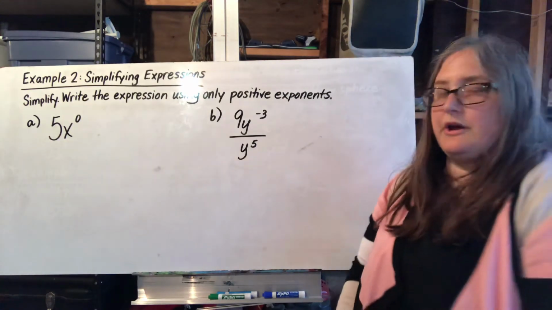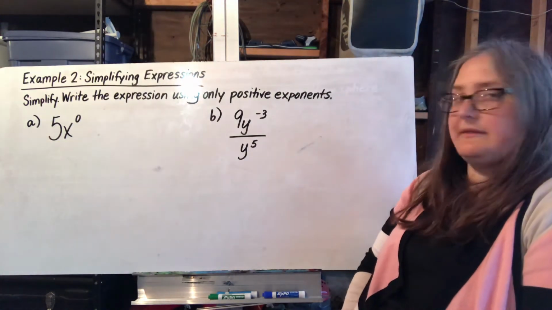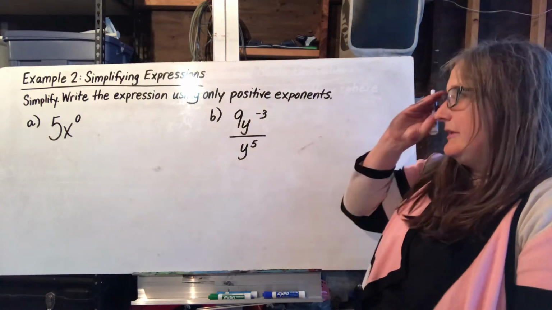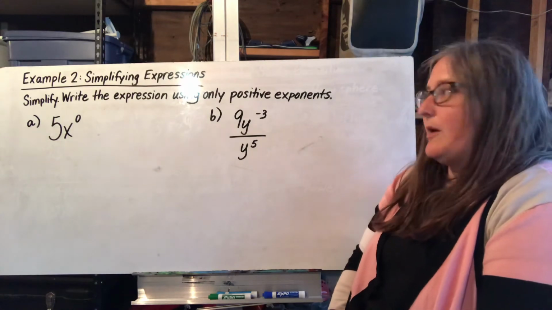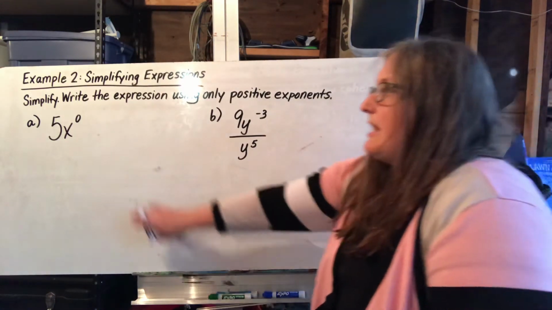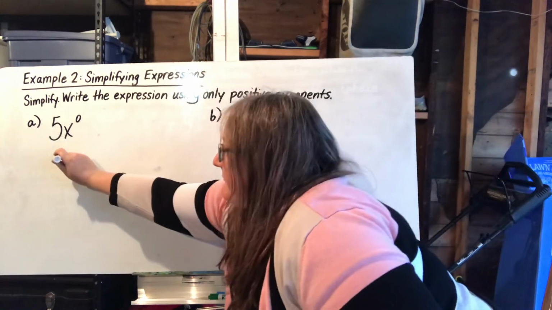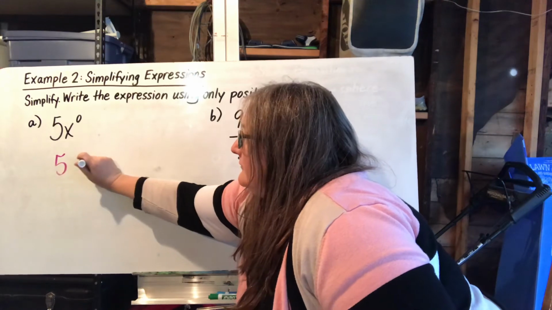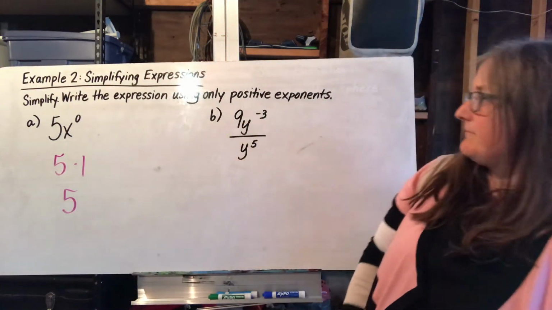Let's try a few more here. They're asking us to simplify here and write our expression using only positive exponents. Well, in this case, I have 5 times x to the 0 power. Well, assuming that x is not 0, I would have x to the 0 power as equal to 1. So I'd have 5 times 1, or 5 for my answer here.